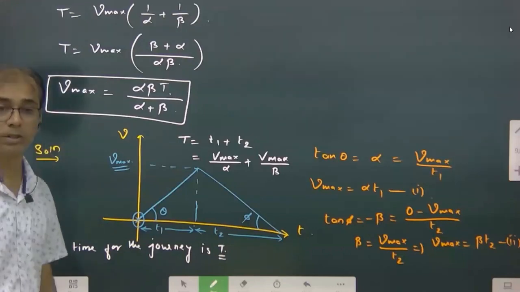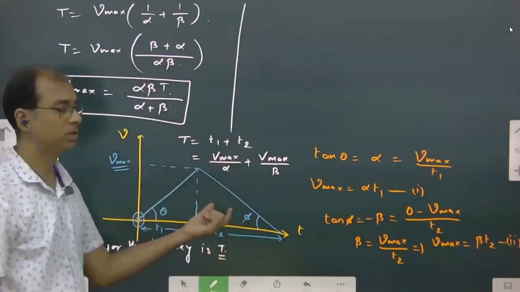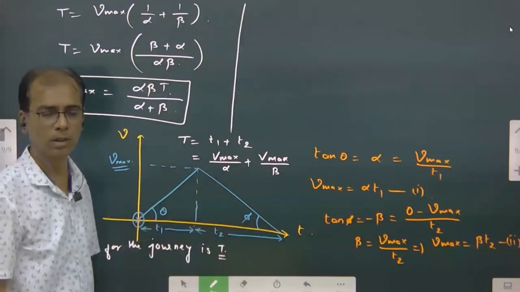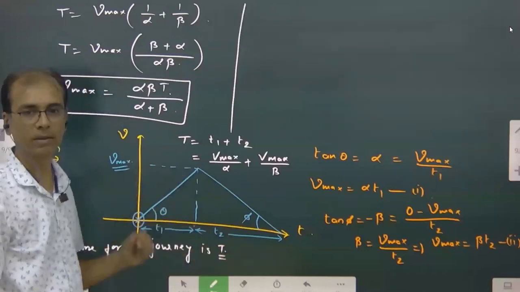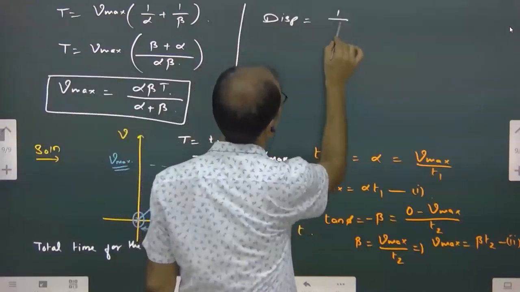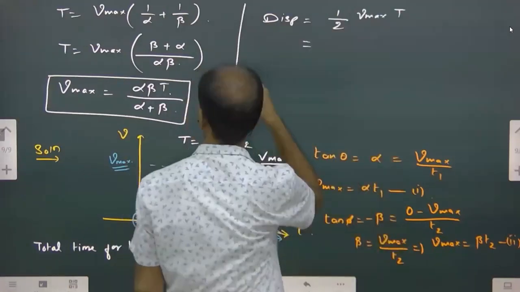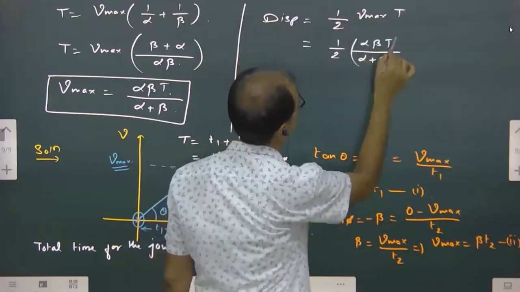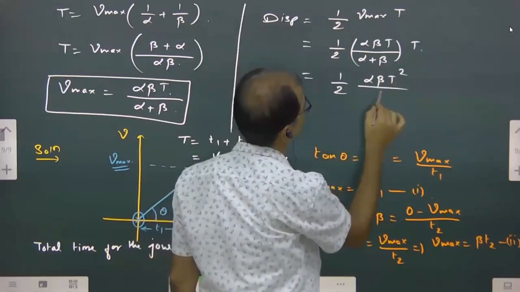Now, the next question was displacement for us, and how to find displacement? We know area. This is also a triangle. Or in fact, take this as one big triangle. Area of a triangle is half base into height. So the base is T1 plus T2, that means T, and the height is V max. So displacement is the area of that: half V max into total time T. That is half alpha beta T by alpha plus beta into T. So the answer is half alpha beta T square by alpha plus beta.